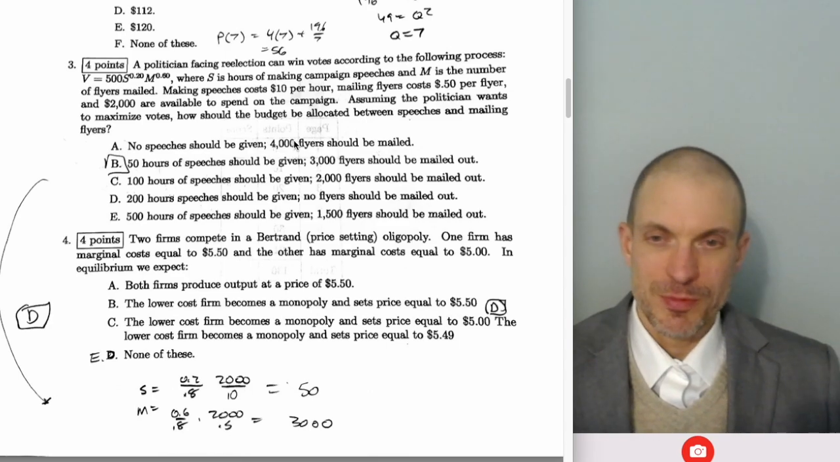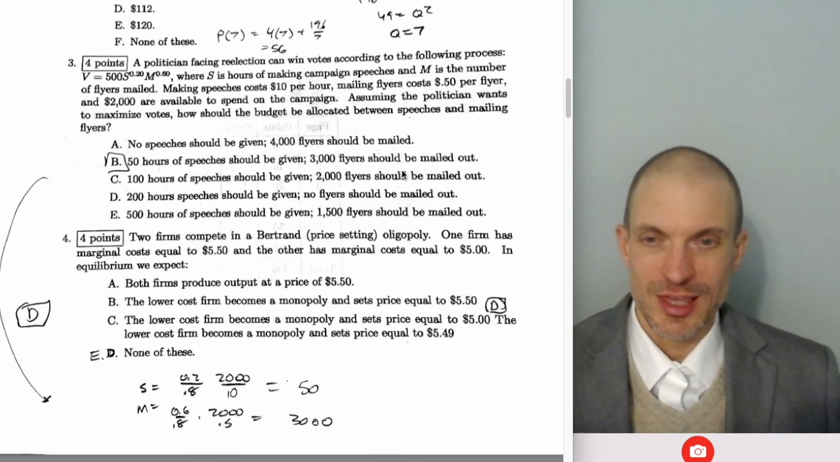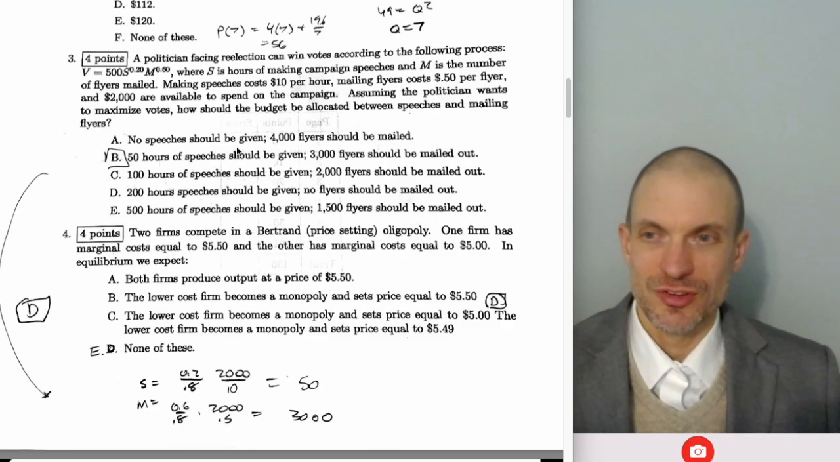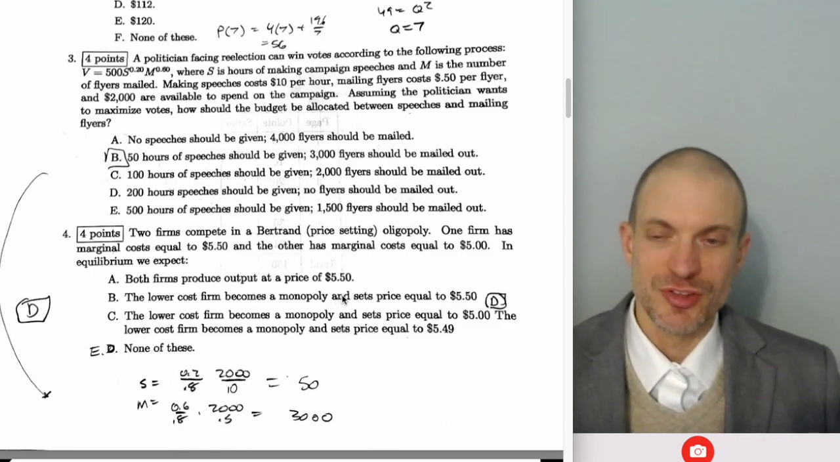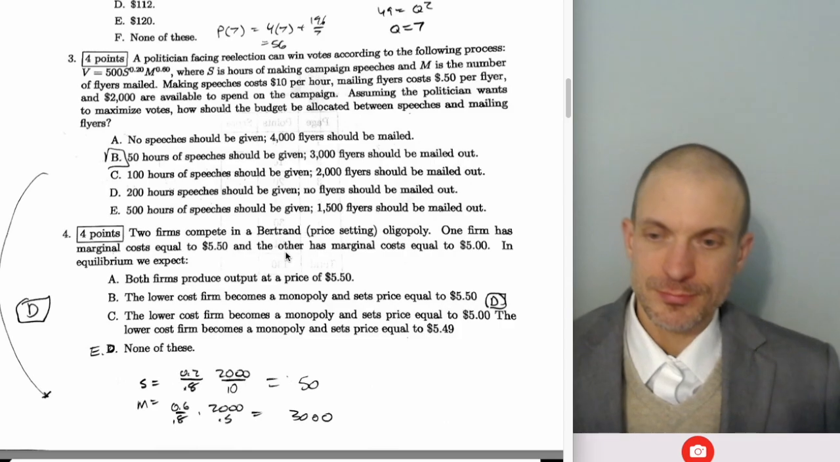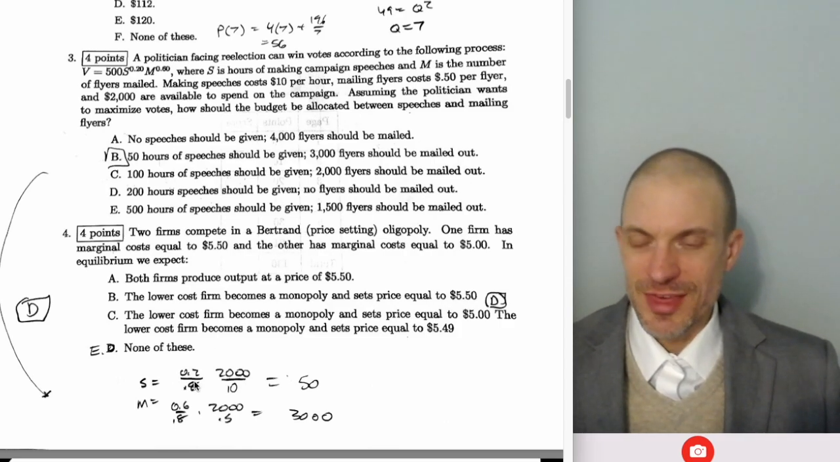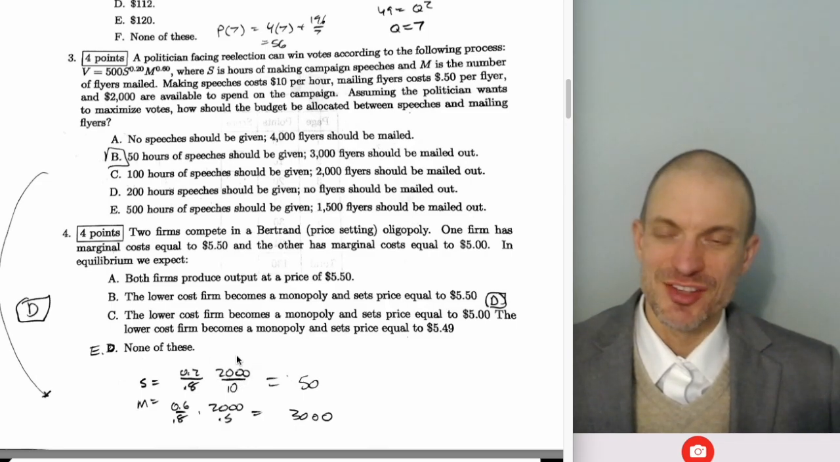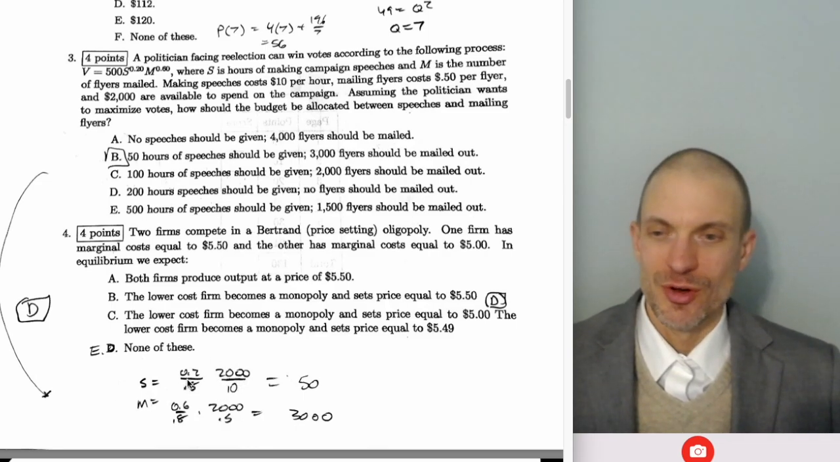So this is a production problem, but we actually solve this like a utility maximization problem, because we want to maximize votes. I think I may have not written it out. I might have skipped ahead. I just used my Cobb-Douglas demands.